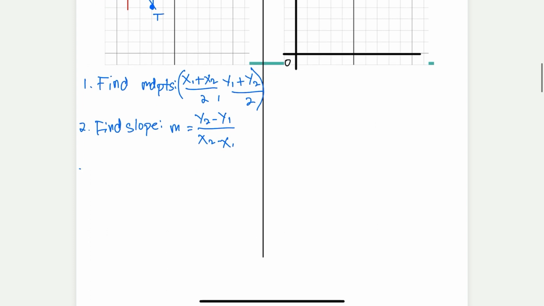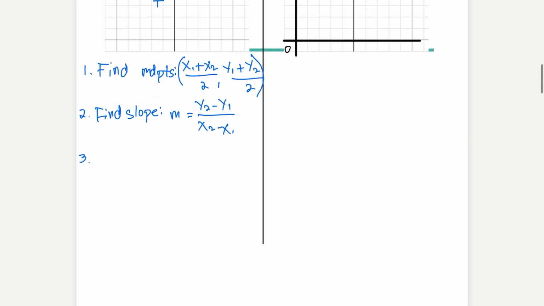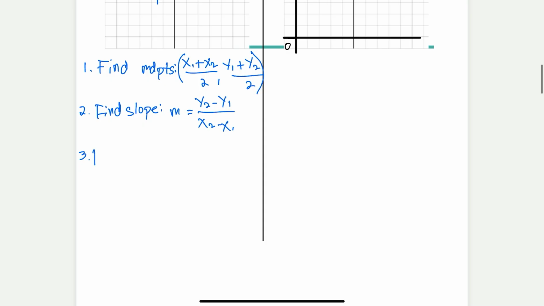And then the third step, actually this step is also finding the equation of the line through the circumcenter of a triangle. Okay, so the third step is to find the perpendicular slope, just like what we did in finding the equation of a perpendicular line. So the opposite or the reciprocal.